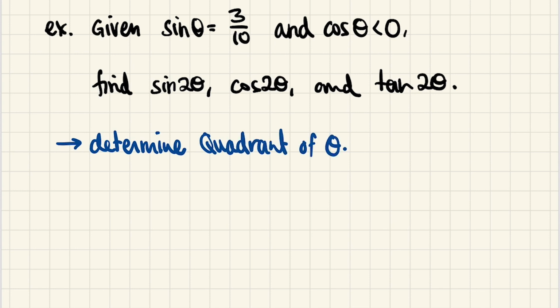From the given information, sine of theta is positive, so that narrows us down to quadrant 1 or 2, but cosine of theta is negative, so that rules out quadrant 1, which means that theta must be in quadrant 2. That's the only quadrant where sine of theta is positive and cosine of theta is negative.